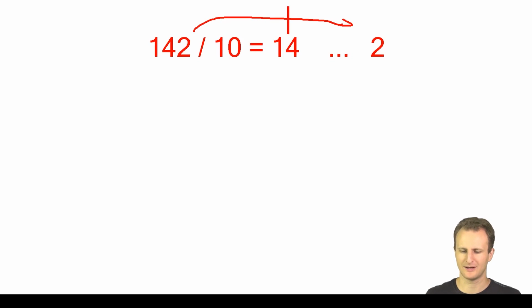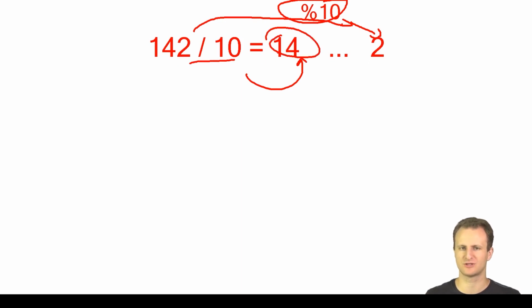If we do 142 % 10, that gives us 2. Okay, and then if we say 142 divided by 10, that gives us 14. And we've just removed the last digit. So using % 10 gives us the last digit, and dividing by 10 removes the last digit. So this operation of division removes the 2, and it leaves us with just 14.